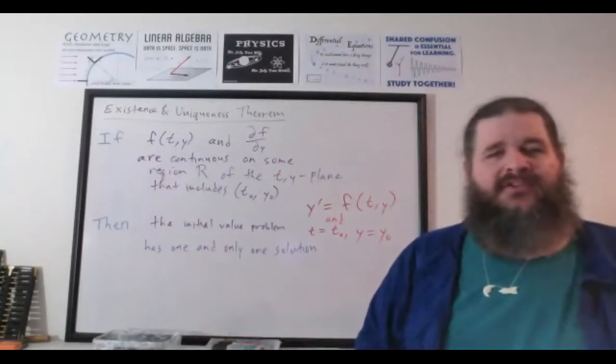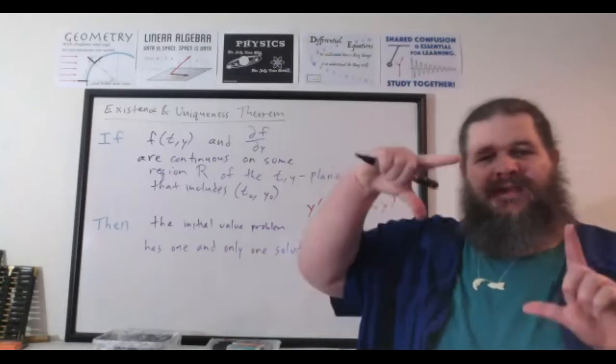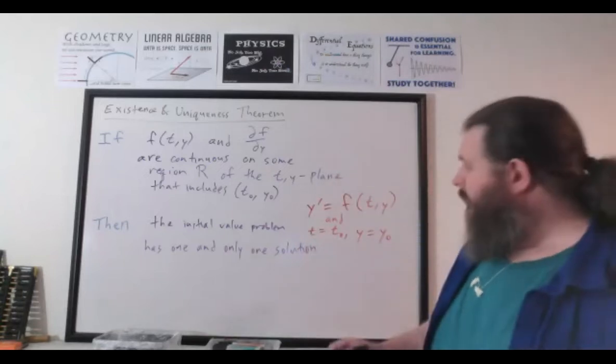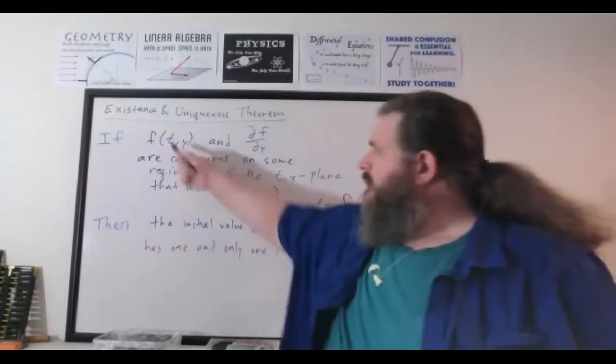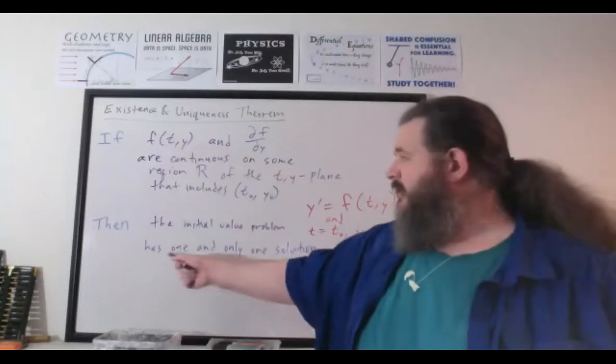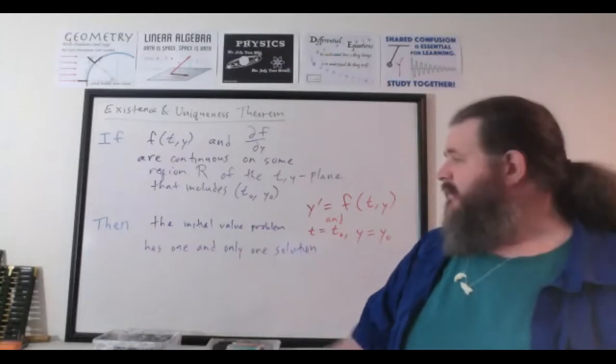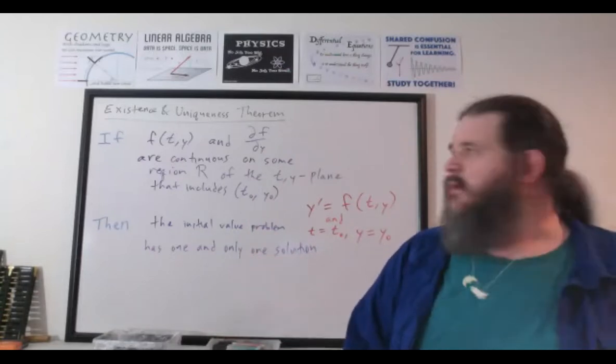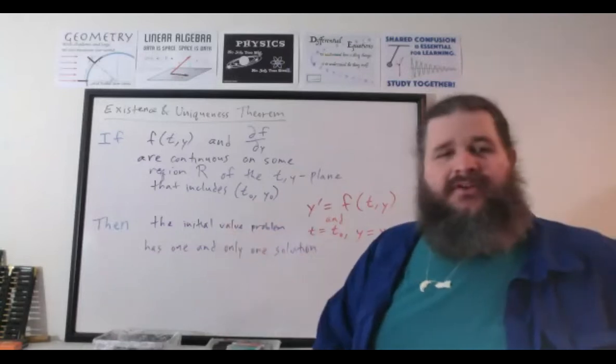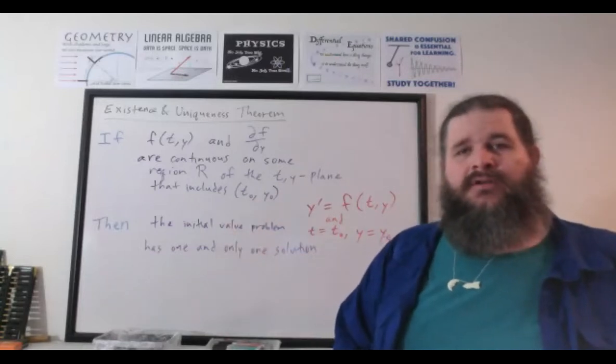Again, not everywhere, but just on some region, usually a rectangle, but I don't think it has to be a rectangle. If I remember correctly, the function itself being continuous guarantees there is a solution. This partial derivative also being continuous guarantees that that solution is unique. So that's the existence and uniqueness theorem for any first order differential equation.